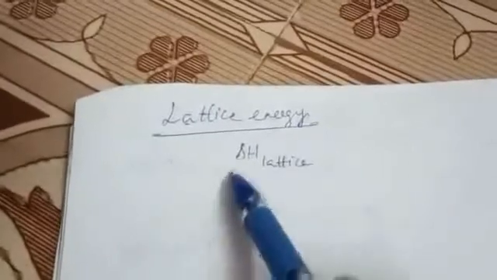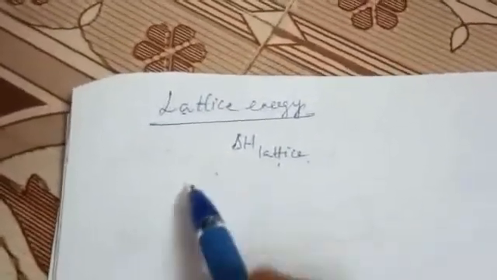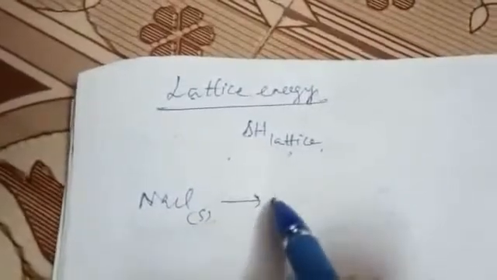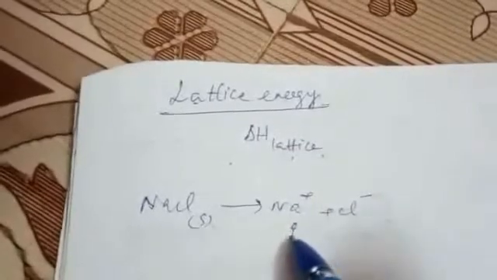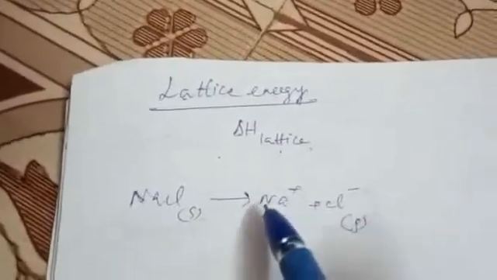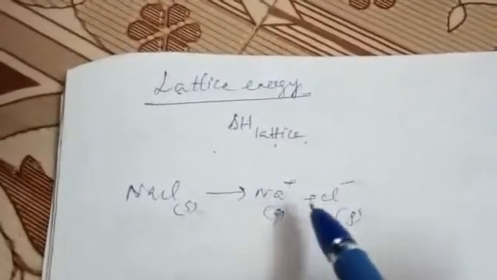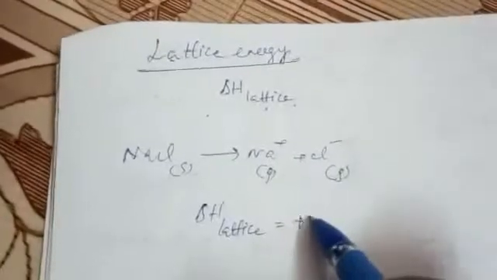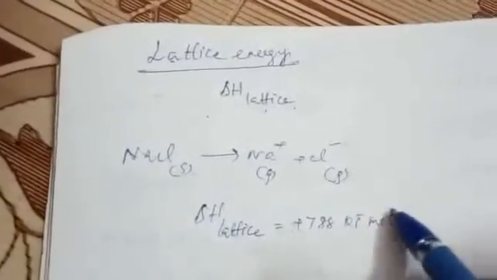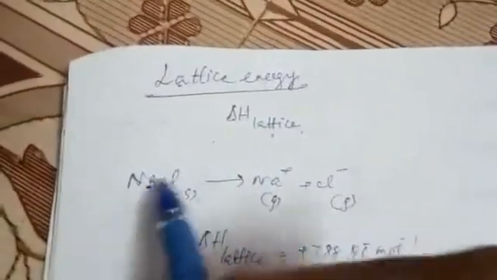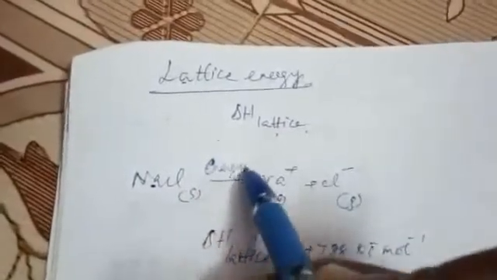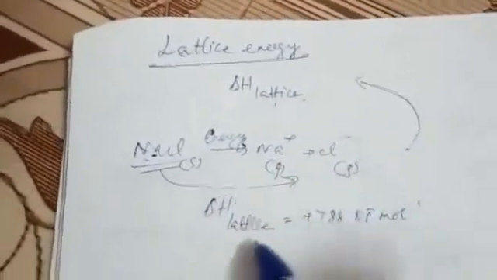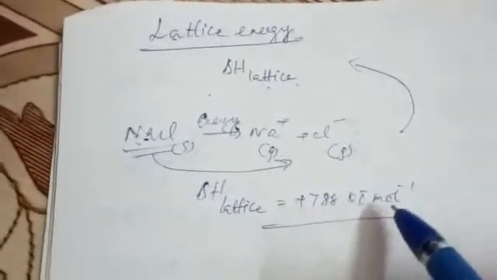Next, lattice energy, symbol delta H lattice. Lattice energy is defined as the amount of energy required to completely remove the constituent ions of a crystal lattice to infinite distance. For example, NaCl solid gives Na+ and Cl-. The delta H lattice equals plus 788 kilojoules per mole. That energy required to convert NaCl completely into ions is called lattice energy.